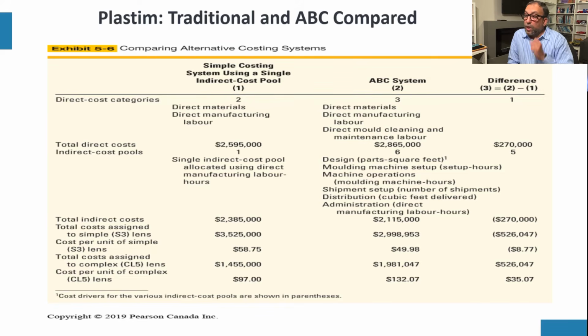And the same is the case with what we are assuming about the profit we are generating from the complex lens, which is overstated by $35 per lens. So this way we can change our pricing, we can change our emphasis toward the customer, and by this way we can improve.